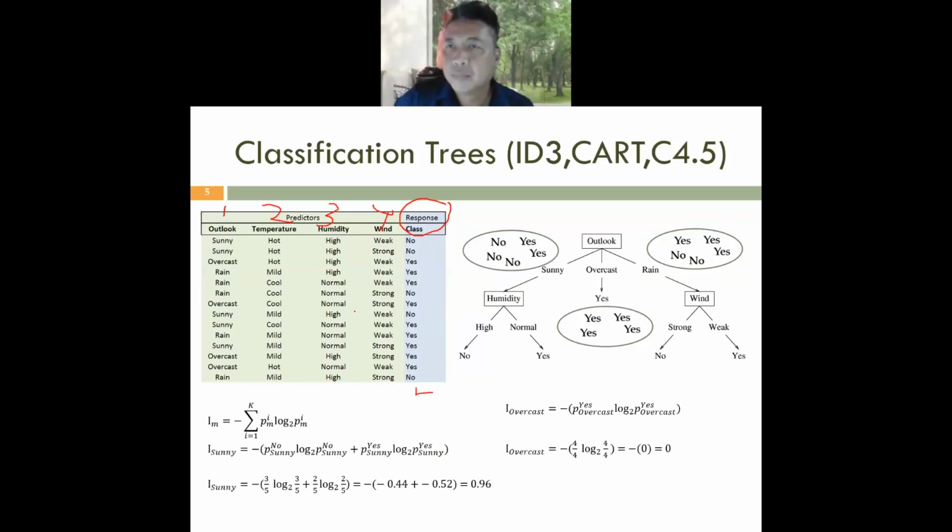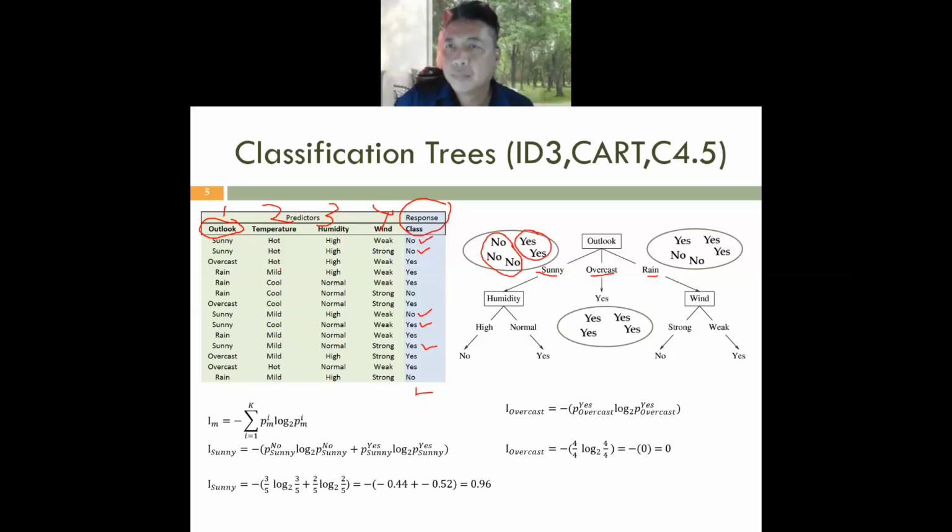Let's suppose we have this particular tree. We are looking at the outlook here. The outlook has 3 attributes: sunny, overcast, and rain. If we look at sunny, we count how many no and how many yes. Sunny: 1, 2, 4, 5. So we have 3 no and 2 yes.